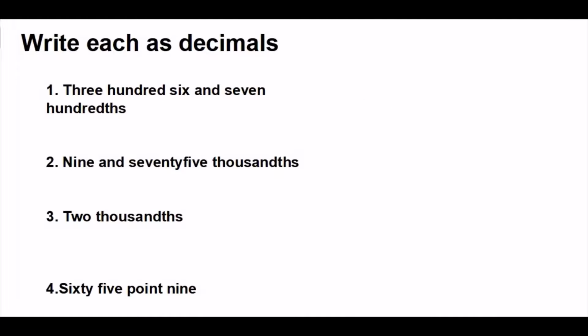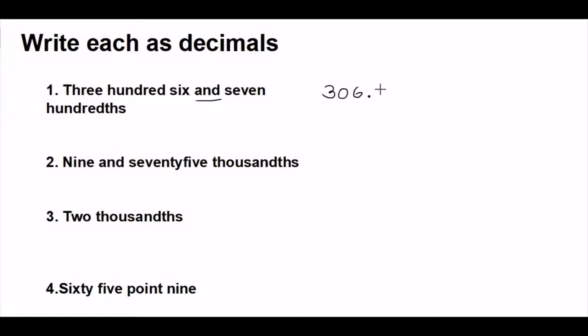Next is write each as decimals. Now that we have learned how to read a decimal number, this is the number name of that decimal. So here it is 306 and 7 hundredths. Here they have used "and" for writing the number name. So you will write it as 306 and so 0.07 hundredths.